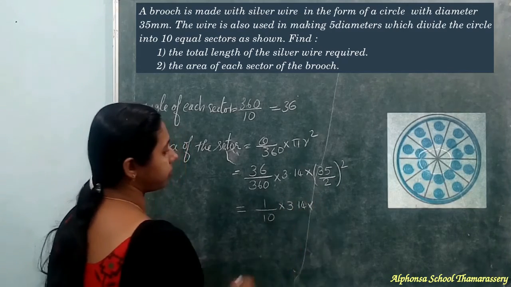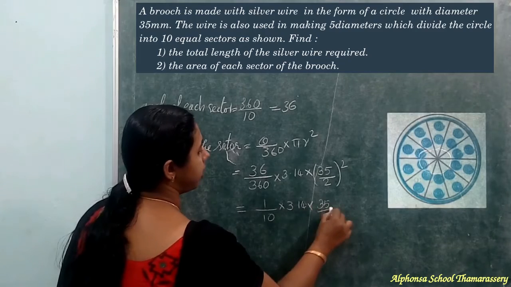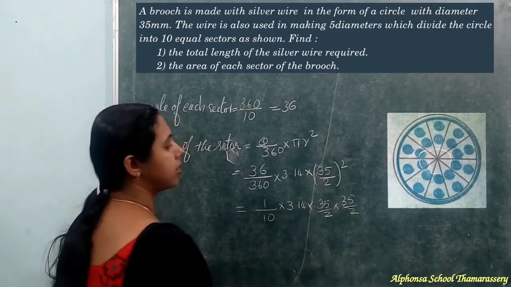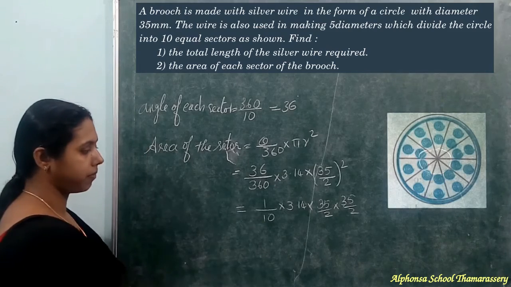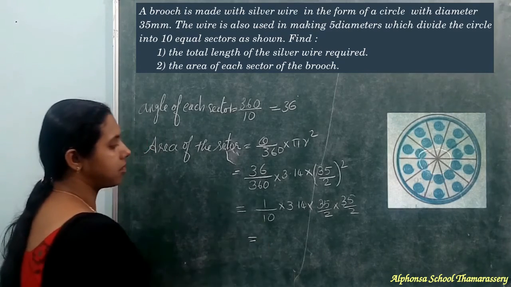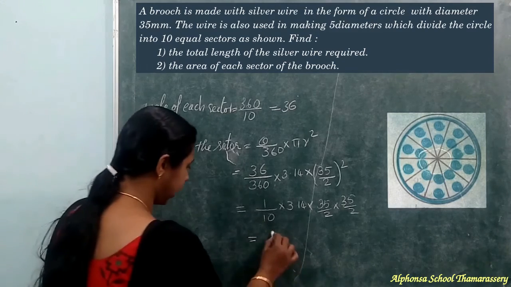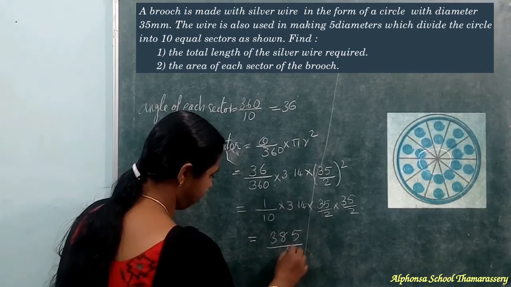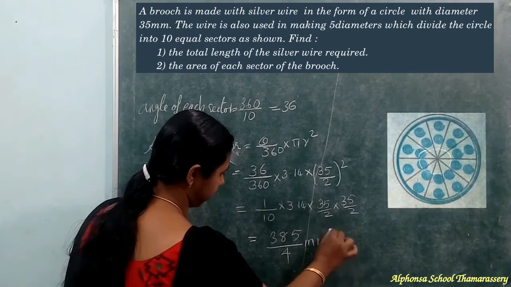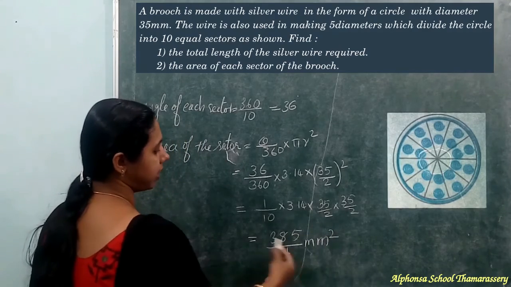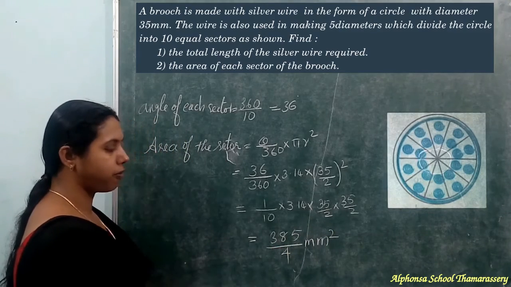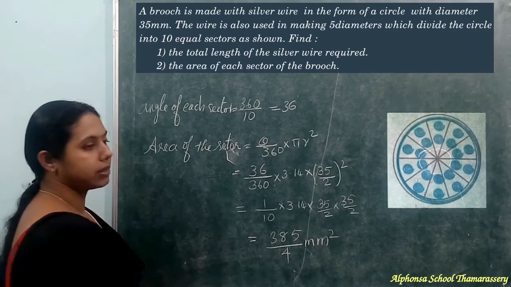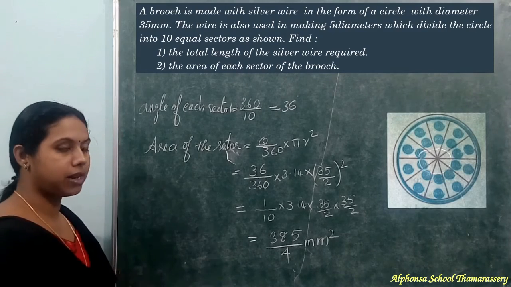3.14 into 35 by 2 into 35 by 2, or you can multiply 35 by 2 whole square. When you multiply this, you will get 385 by 4 millimeter square. So the area of each sector is equal to 385 by 4 millimeter square.